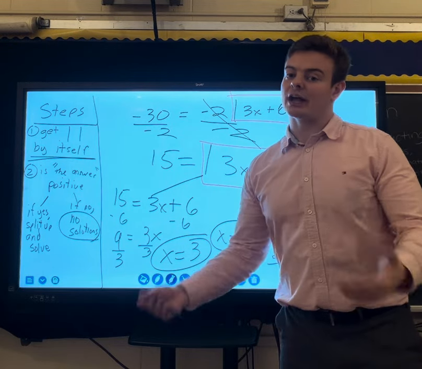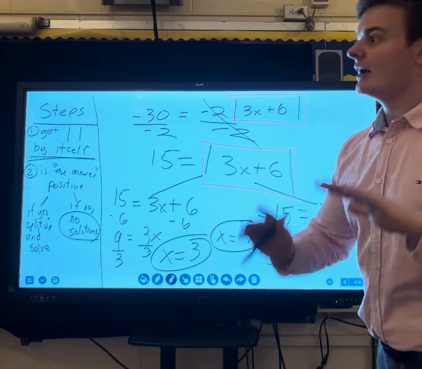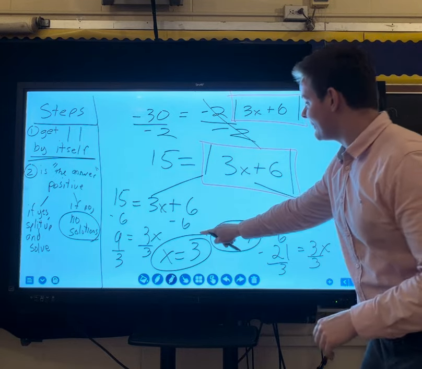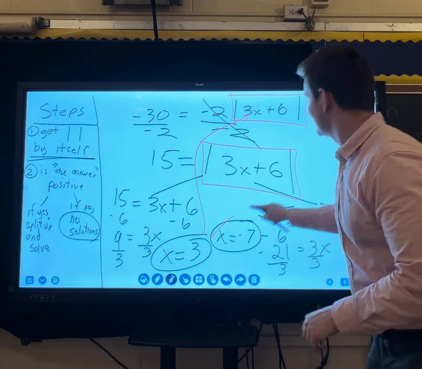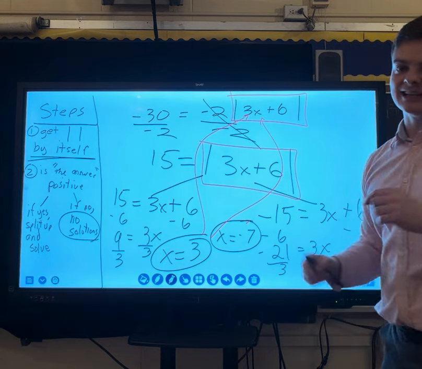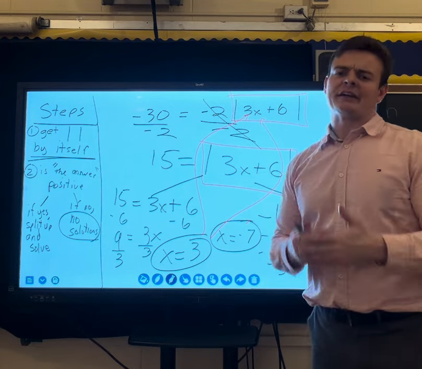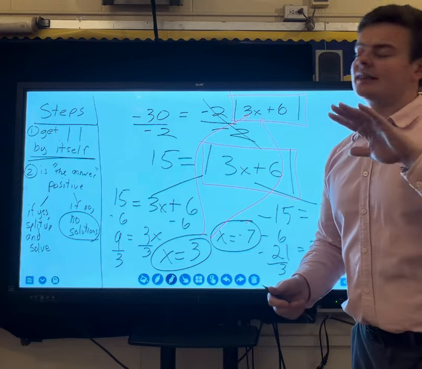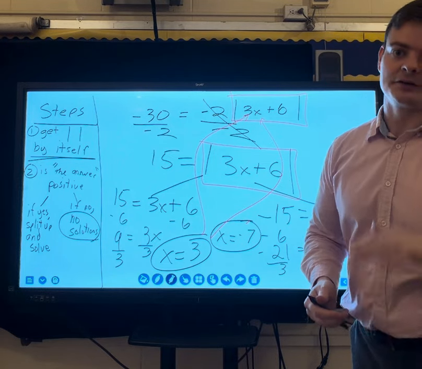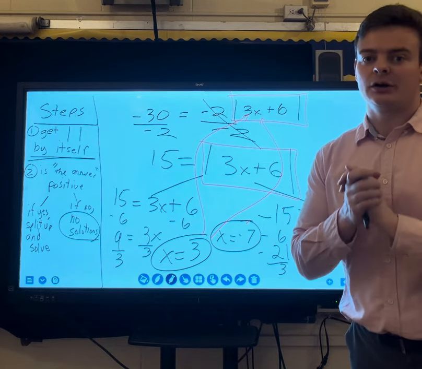It's nice to check back just to be super safe and ensure that you got your answer. You can take both of these and put them back into x in the beginning and see if it gives you the right answer. If it does, you know you did it right. That's how you solve absolute value equations with variables. Hope that helped.